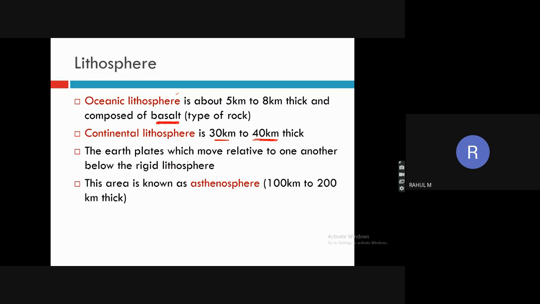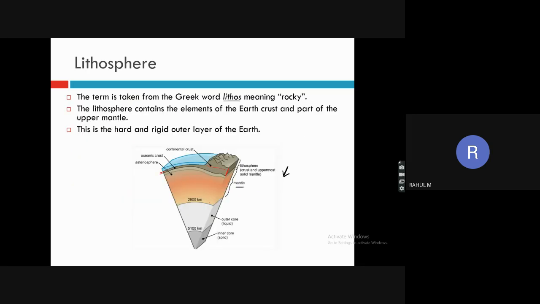So there's movement. Earth plates move relative to one another below this rigid lithosphere. This area is called the asthenosphere, and it ranges from 100 kilometers to 200 kilometers thick. You can note this one. The earth plates which move relative to one another below the rigid lithosphere, this area is called the asthenosphere. And you can see this in the figure. This region is called the asthenosphere.